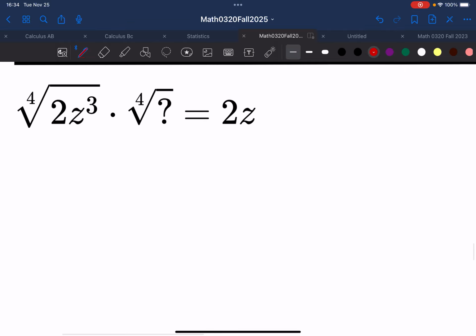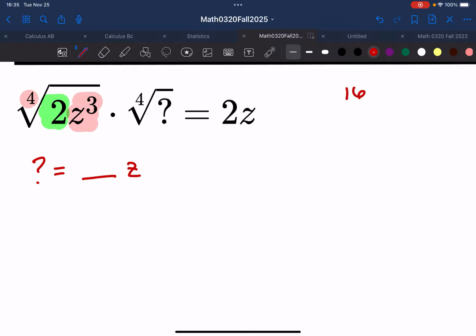So this one's a little tricky because our end goal is to get 2z, which means this number right here is going to have to be multiplied by another number in order to get a perfect fourth root. And then this z here is only z cubed, and since this is the fourth root, we need another z. Which means the question mark is going to have to be equal to something times z. Well, in order to find that number, we need to think, if we were to take the fourth root of a number, what number would give us 2?